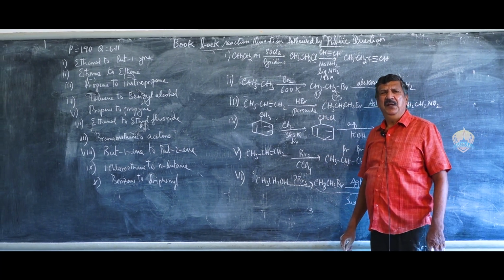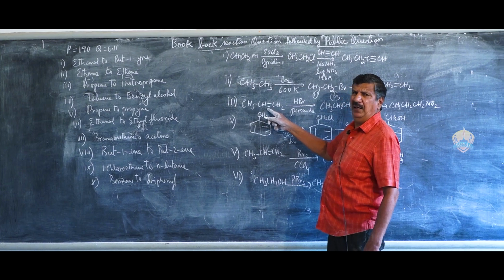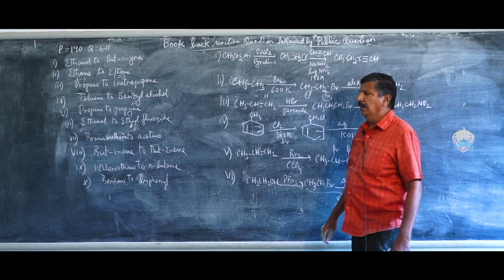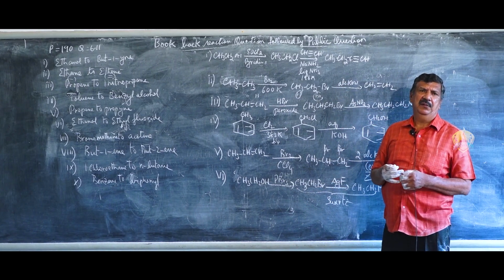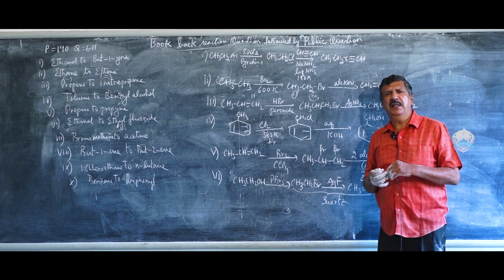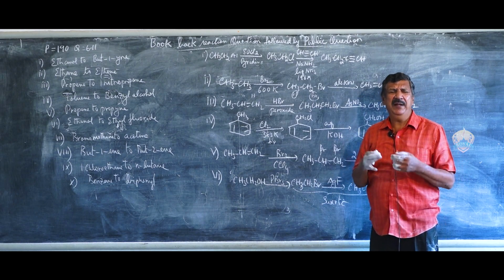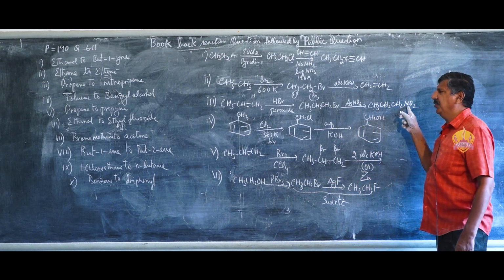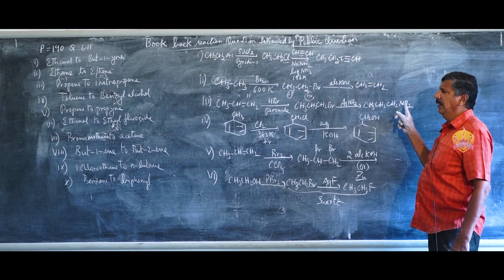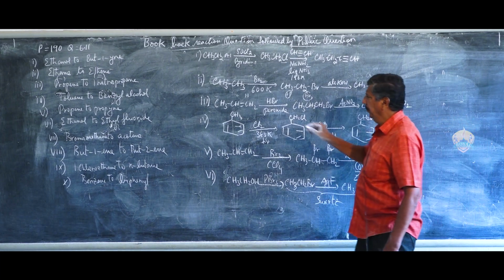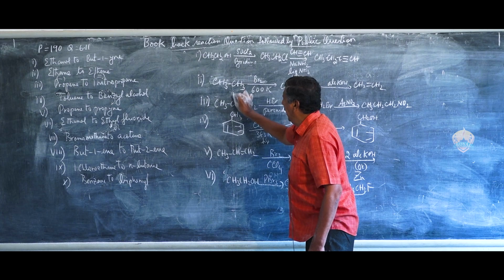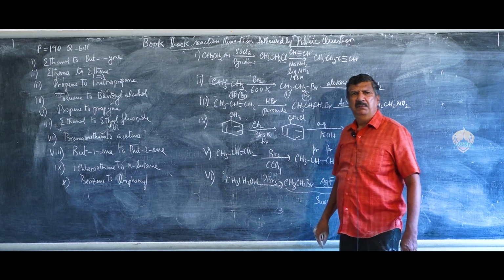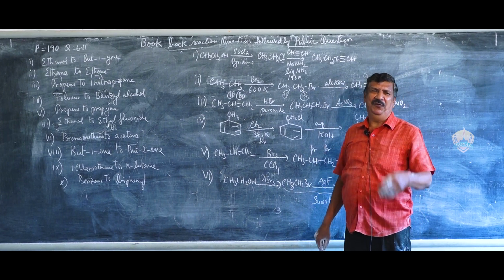What is the difficulty here? When you treat directly with HBr, it will add like this: Br in the middle, H at the end. But that is not required as per the question. Why? They want the nitro at the last carbon. So, you should add like this. But this is against Markovnikov rule.